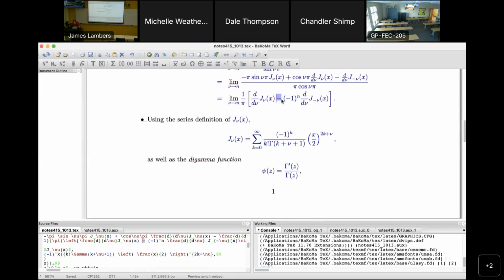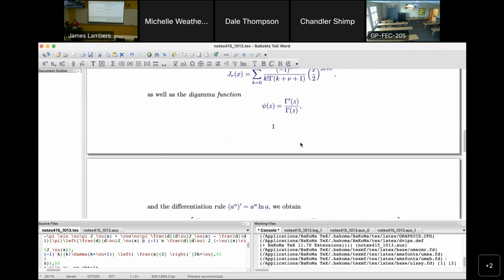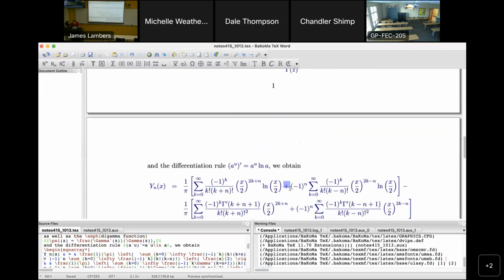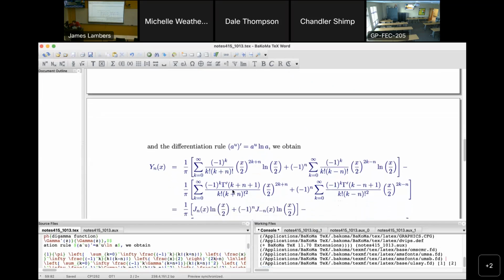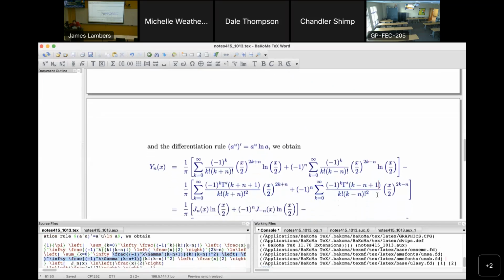Now, here we have a minus. Here we have a plus, because we're taking the derivative of this with respect to minus this with respect to n. We have minus n here, which causes an additional minus to appear, making this a plus. So what I did for both J n and J minus n was take the derivative of this part here and this part here. And you see these have a similar form.